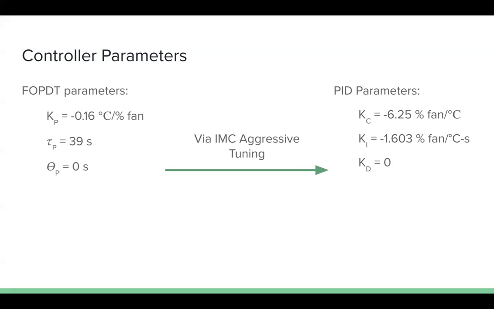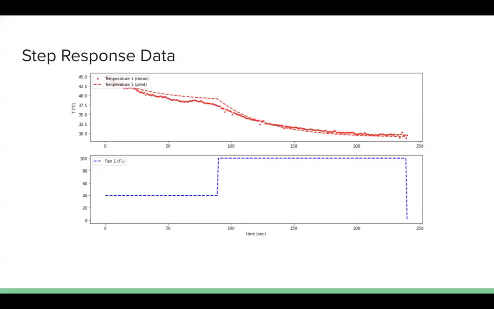And using our PID parameters over to the right, with a KD of 0, it took out the derivative term, which simplified our PID controller to a PI controller. And here are the results of our step test.